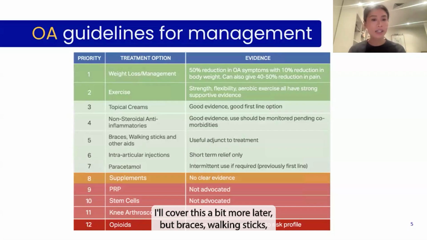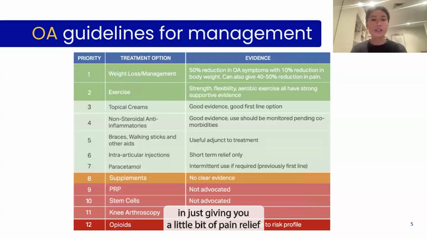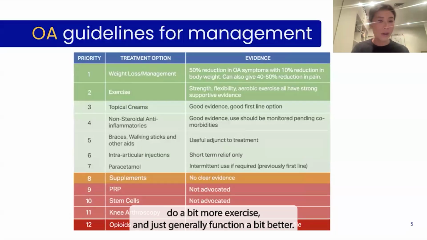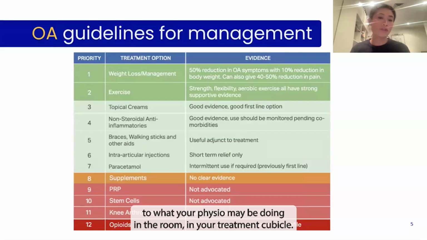I'll cover this a bit more later, but braces, walking sticks, and other aids can be very, very important and very, very useful in just giving you a little bit of pain relief so that you can walk a bit more, do a bit more exercise, and just generally function a bit better. And it's a really good adjunct to what your physio may be doing in the room, in your treatment cubicle.